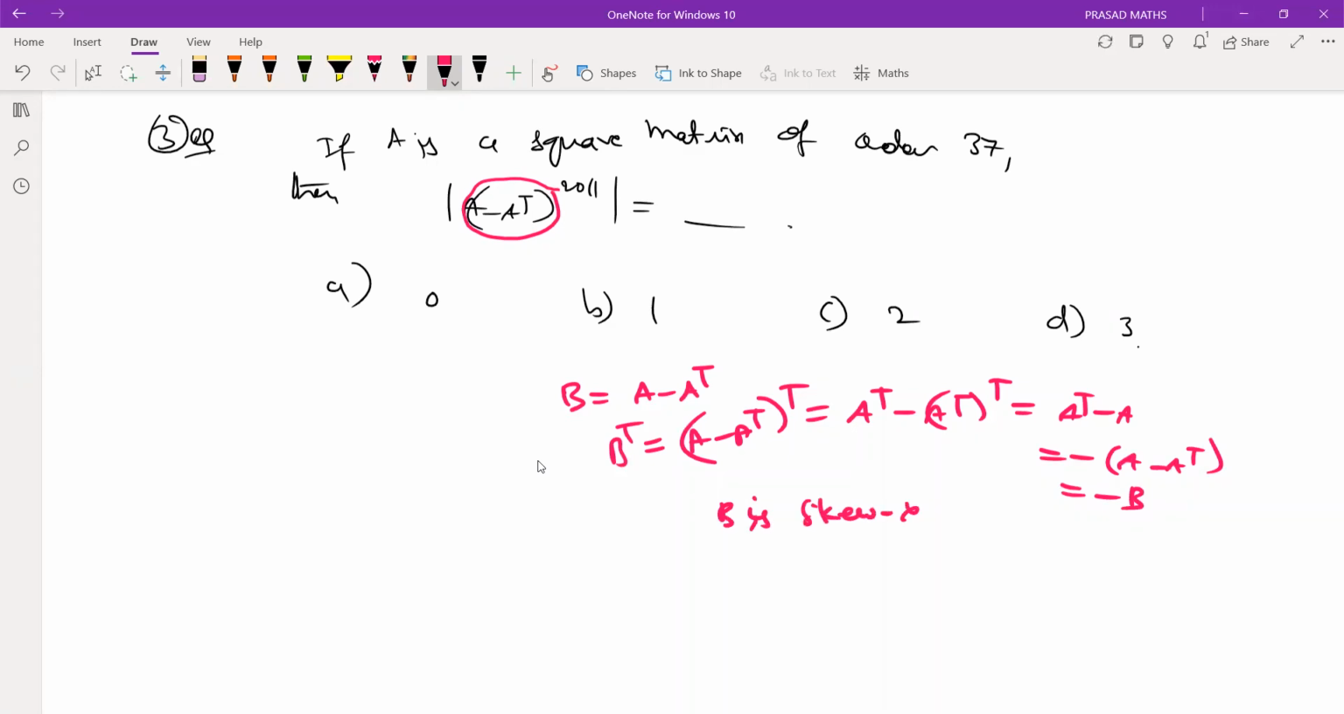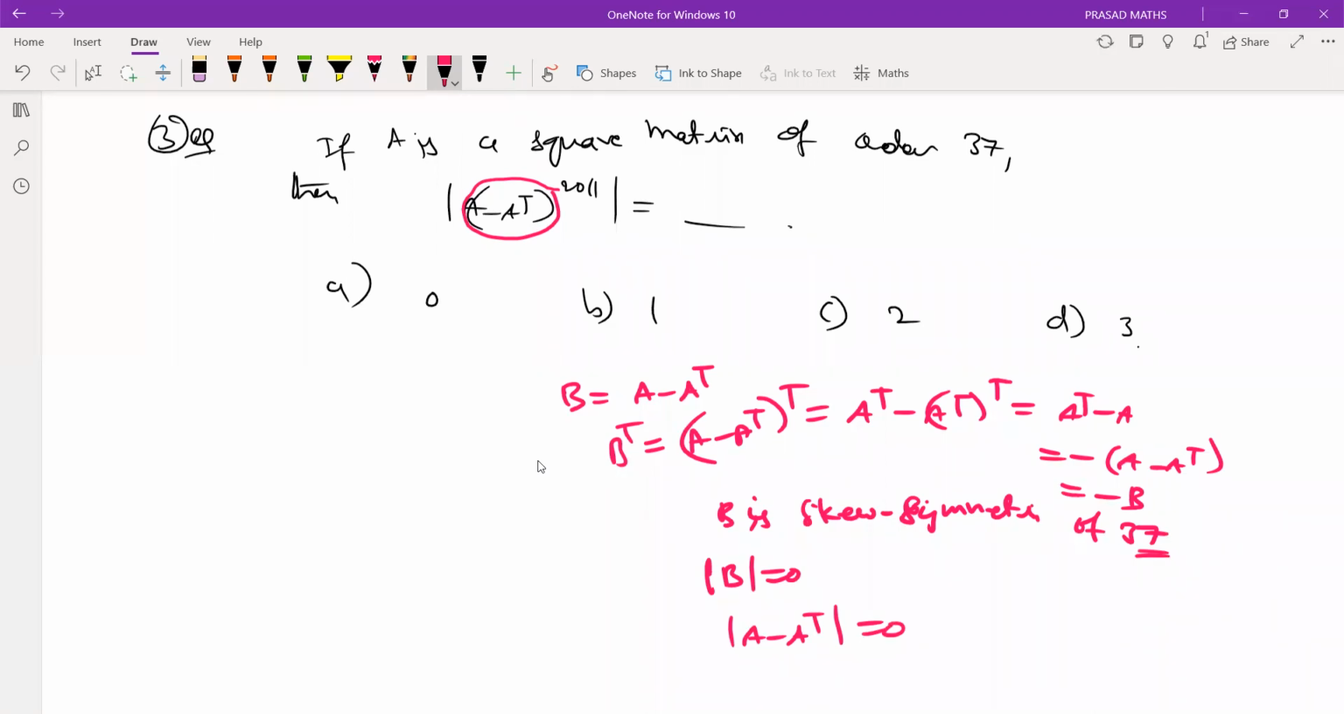Skew symmetric of order 37 means det B is 0 because of odd order. 37 is odd, therefore det B is 0. Det B 0 means what? What is B? Det of A minus A transpose is 0.